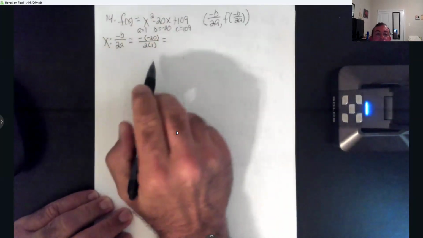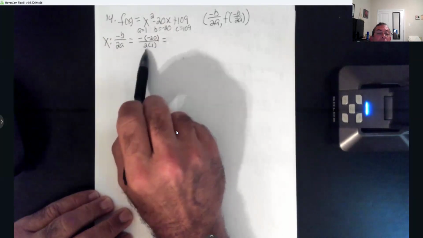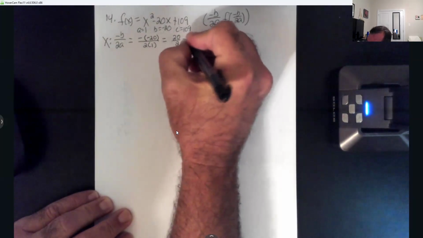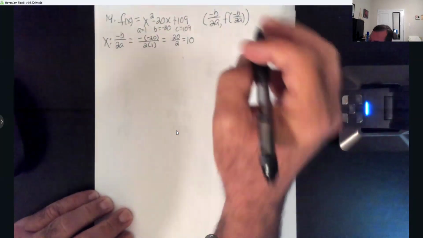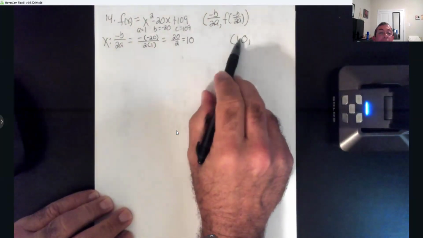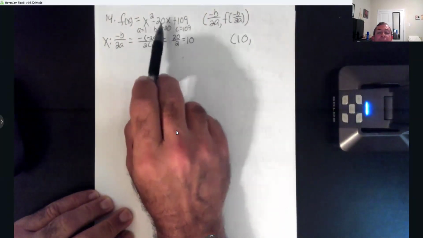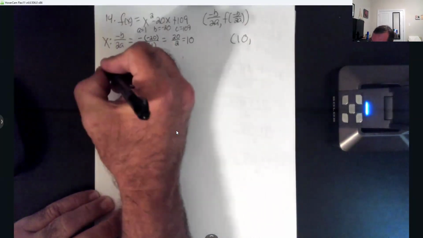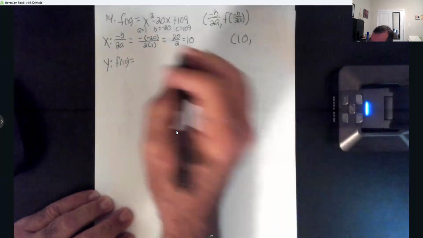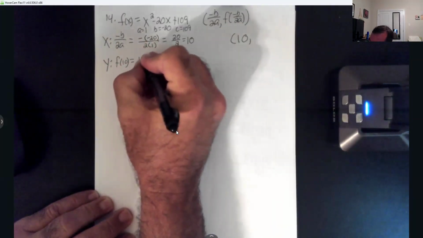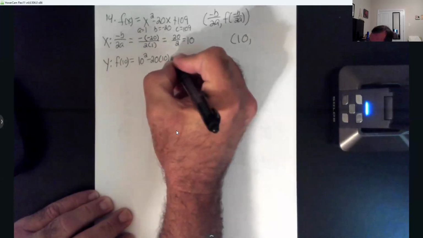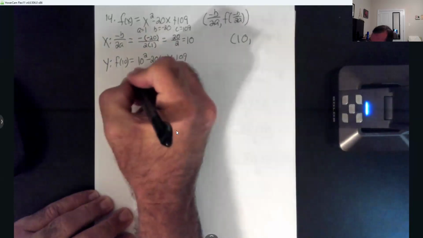All right, so that's going to make me a positive 20 over 2, and that'll give me a positive 10. So we know at the moment our x value is 10. So we'll put 10 in for the x's and get our y value. So we're finding f of 10 now. That'll be 10 squared minus 20 times 10 plus 109.